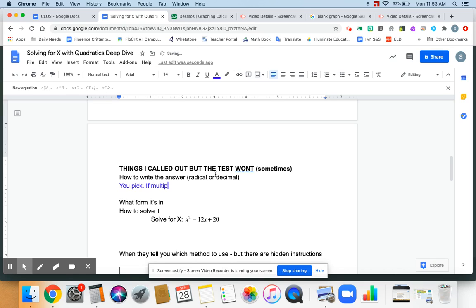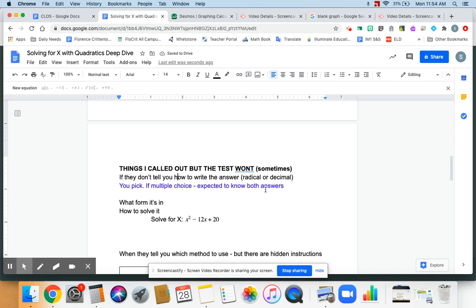If it's multiple choice, then you're expected to know both answers, because sometimes they'll put it in radical form, sometimes they'll put it in decimal form, sometimes they'll put both to trick you, and then they'll want you to know that both of them are the answer. But if it's not multiple choice, you can pick, only if they don't tell you how to write the answer.